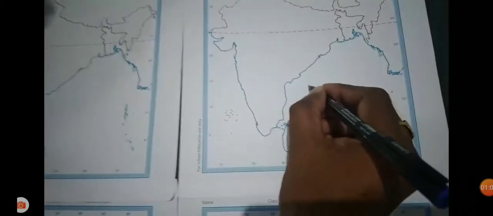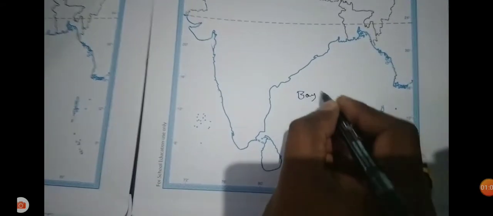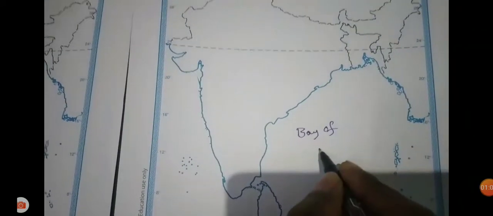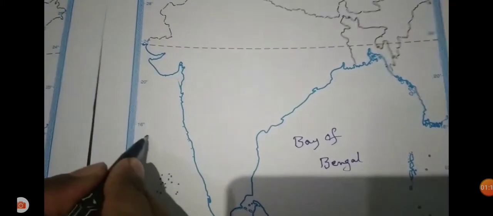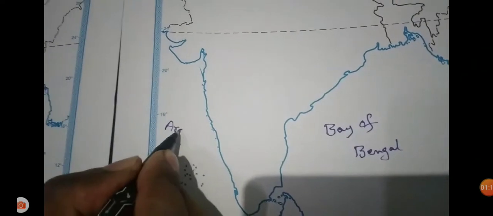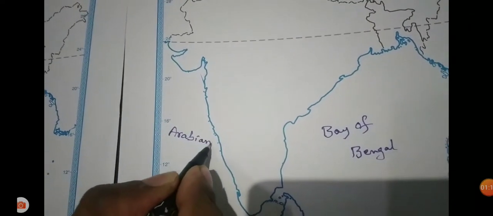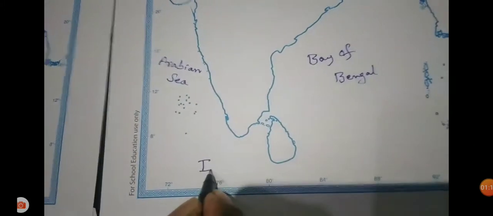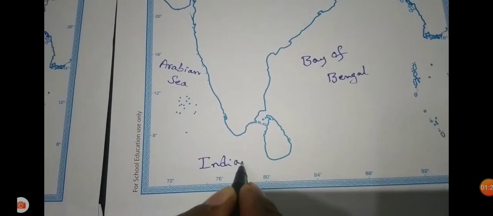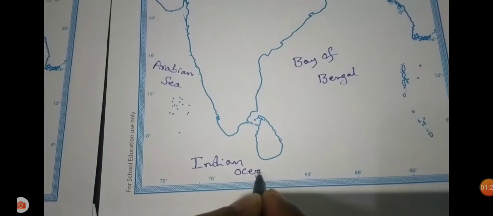So this is Bay of Bengal, Bay of Bengal, Arabian Sea, Indian Ocean.